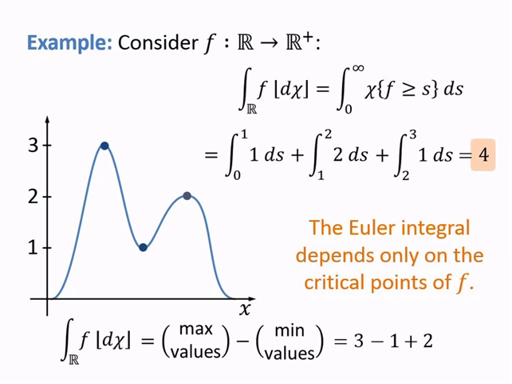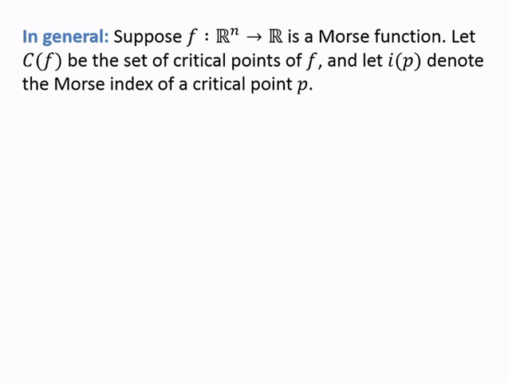And this is true in a more general sense as well. Let me tell you what I mean. If I have a Morse function, so that's a function that has no degenerate critical points and all critical points have different values, then if I know the Morse index of the critical points, I can say what the Euler integral is.